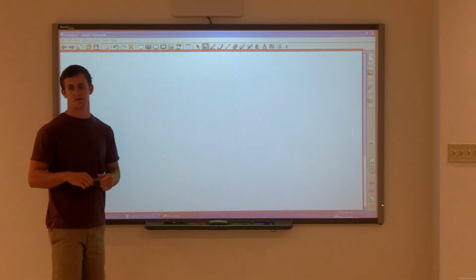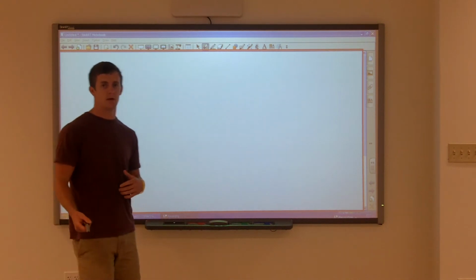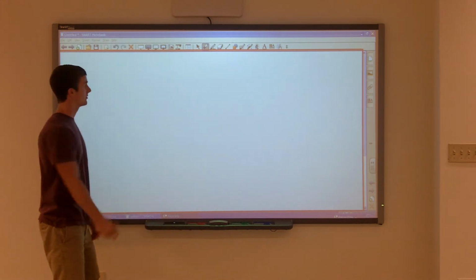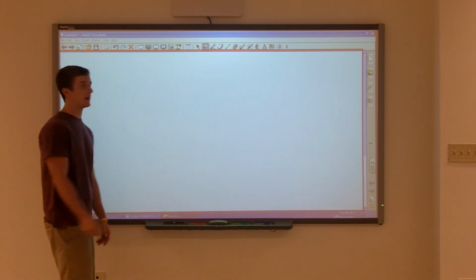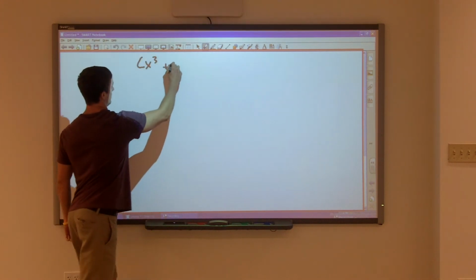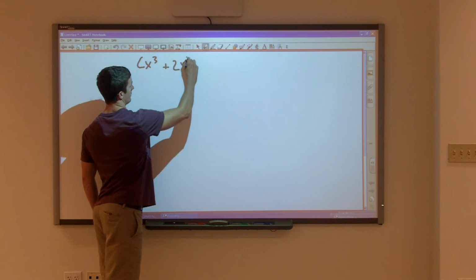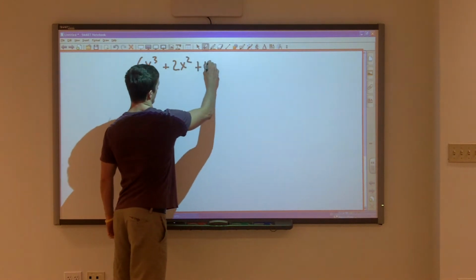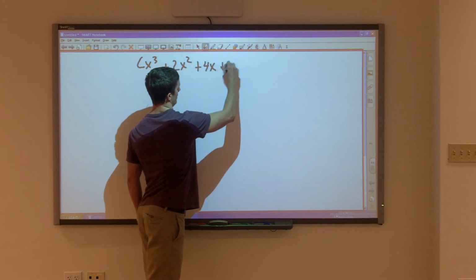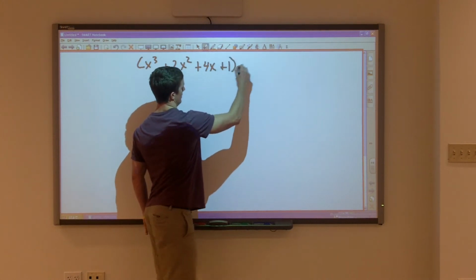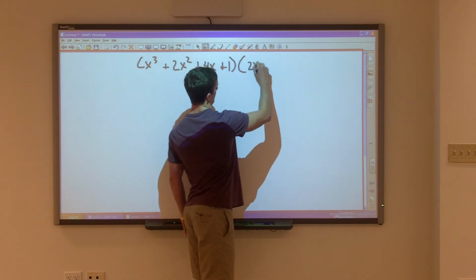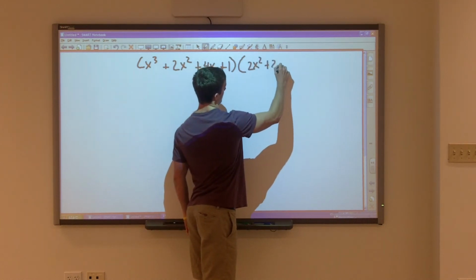So now that we've seen Pascal's triangle, we're going to move on to multiplying polynomials together. As you remember, our first couple examples were just binomials. So what happens if we have a problem like x cubed plus 2x squared plus 4x plus 1 multiplied by 2x squared plus 2?